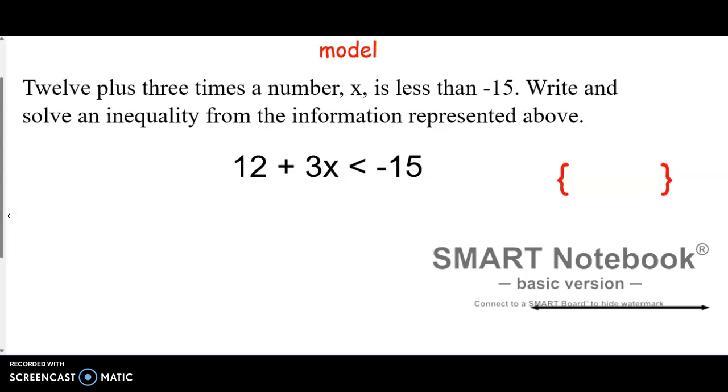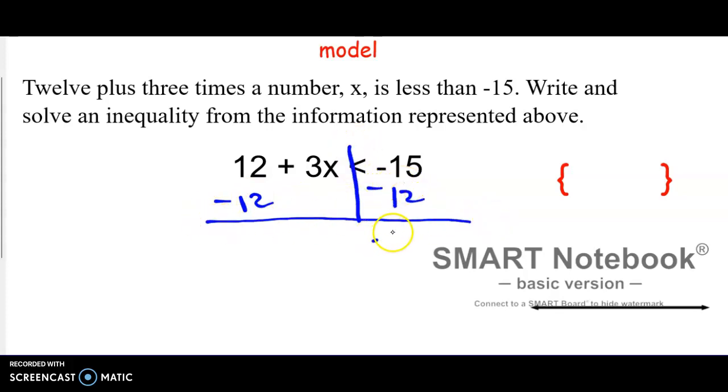Okay, you've had a chance to work the problems out, so let's go ahead and write it out as an inequality, solution set, and graph it. 12 plus 3 times a number is less than negative 15. Write and solve the inequality from the information represented above or below. So we know that we're going to have to subtract 12 from both sides. This gives me negative 27. Going to bring the 3x down and the less than sign and divide both sides by 3. And x, or a number, is less than negative 9.